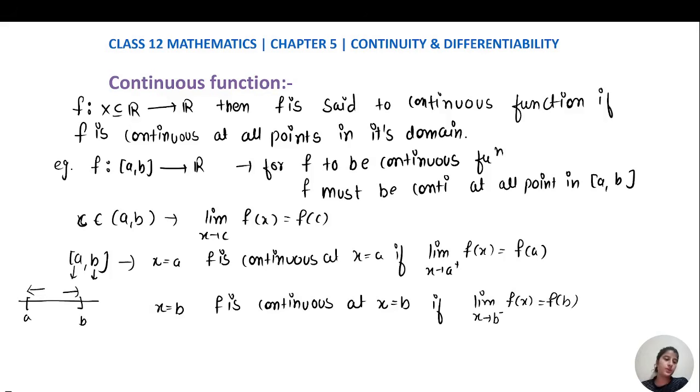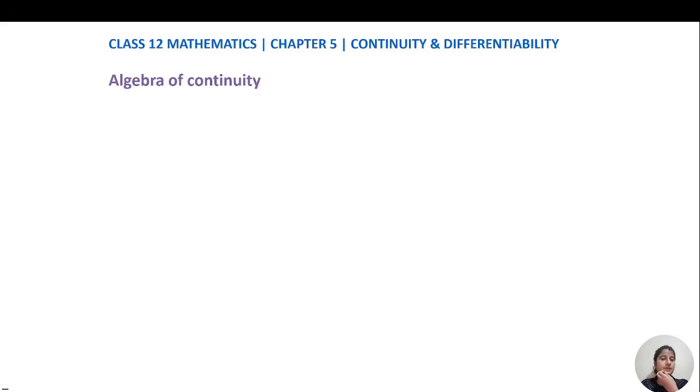So what we have concluded is that our function f is said to be continuous in the closed interval [a, b] when every point in this closed interval [a, b] is continuous. F is continuous at every point in the closed interval [a, b]. Okay. Now, first we will do the algebra of continuity, then we will see the graphical intuition of continuity.